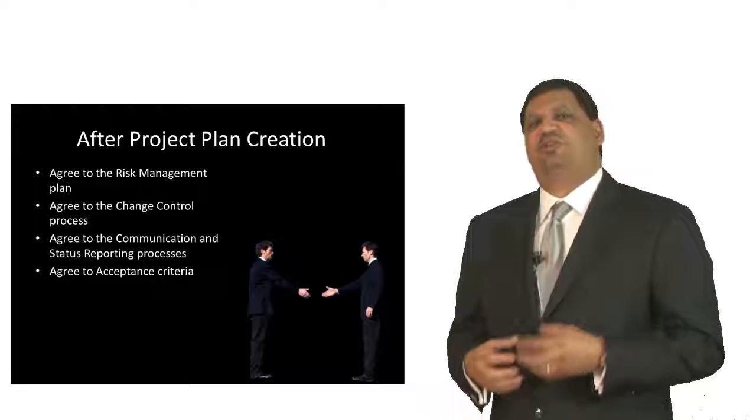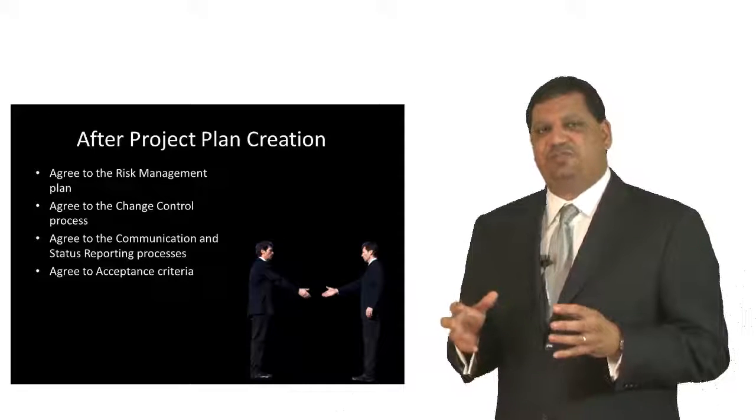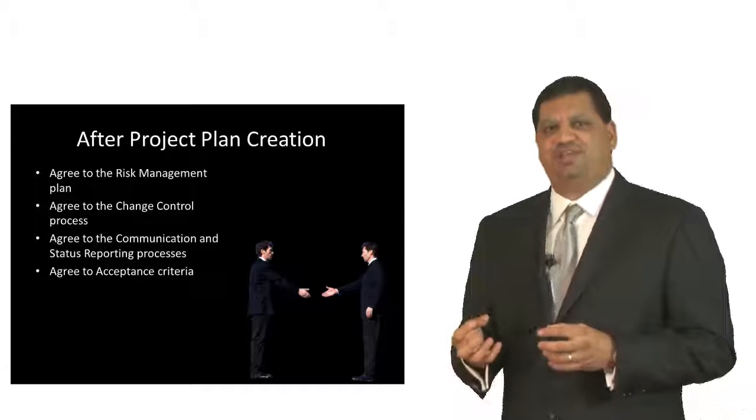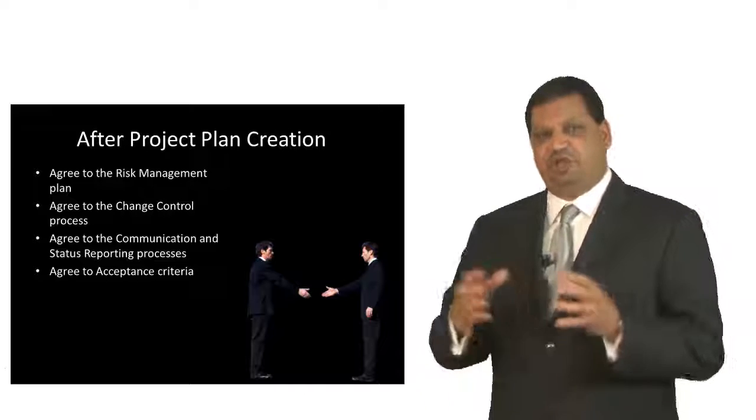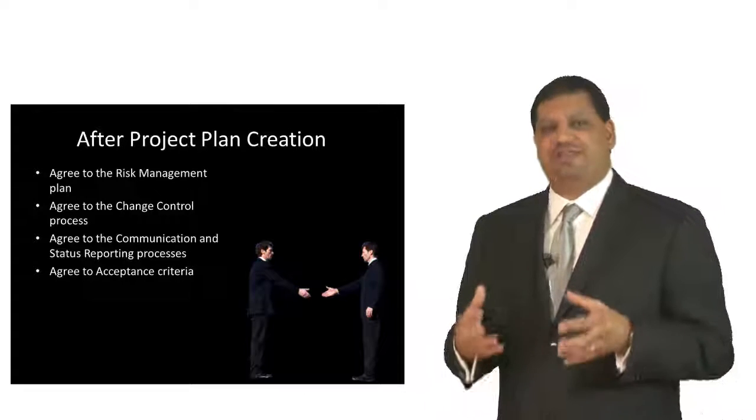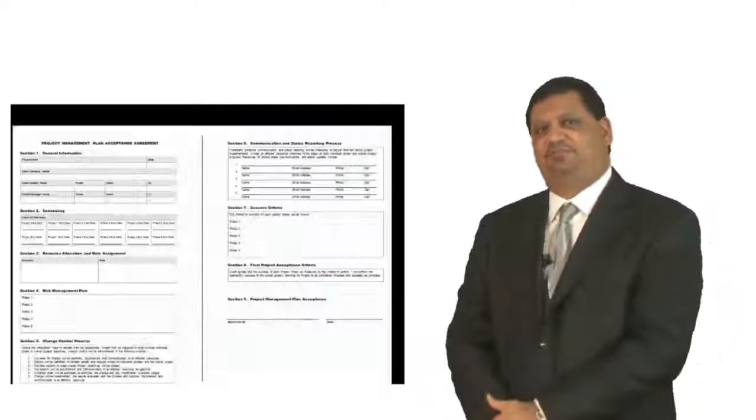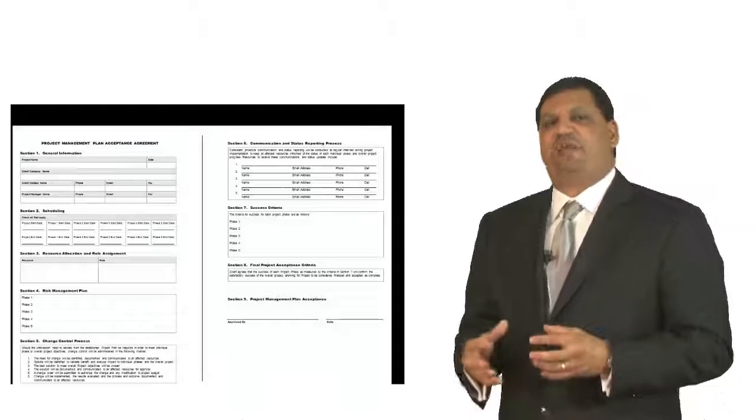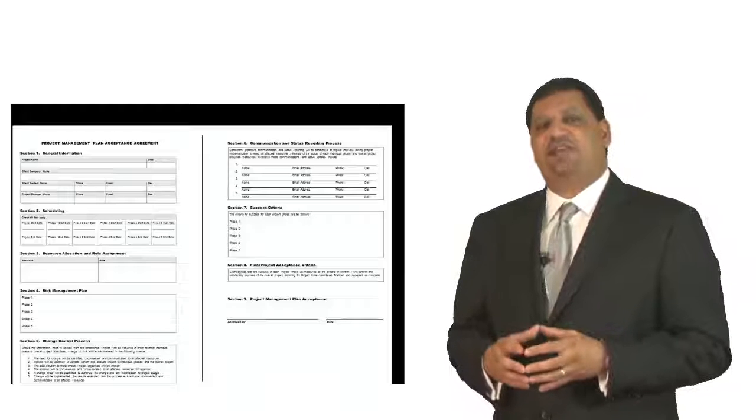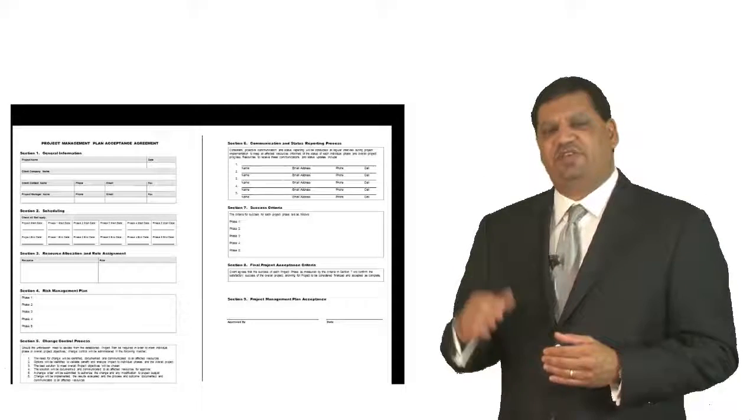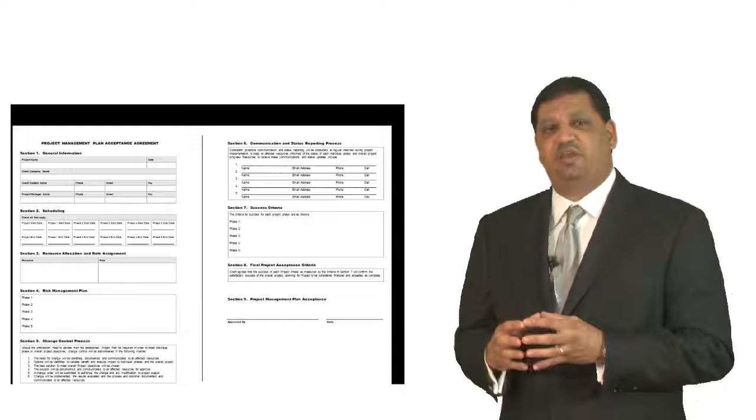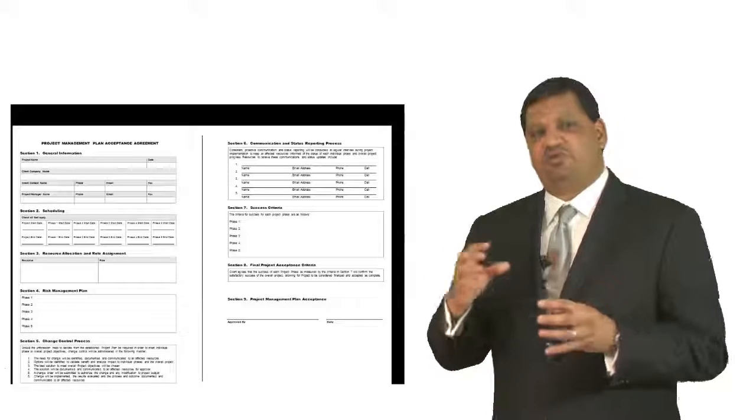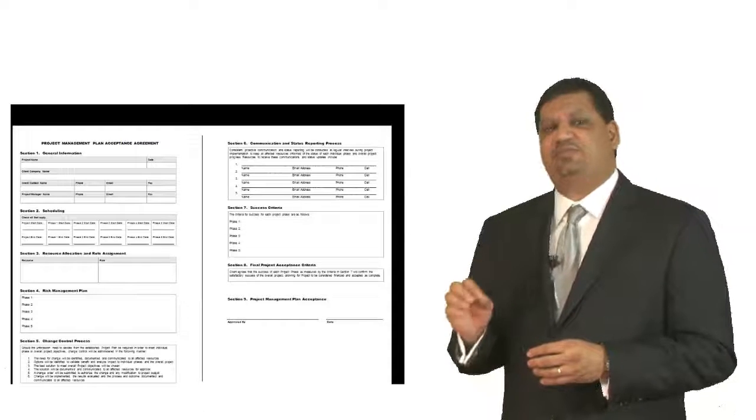You're also going to need to agree to the risk management plan. Your client's going to understand the risk management strategy as well as the change control process and agree to that. And then finally, the communication and status reporting process is going to be established, and everyone's going to agree to that. And then we're all going to agree to the acceptance criteria during the kickoff meeting. Typically, the project manager will use a document known as a project acceptance form, which documents all of these items: the risk management strategy, the change control process, the communication and status reporting process, all of the key resources that are going to be working together to implement the project, etc., as well as the acceptance criteria.